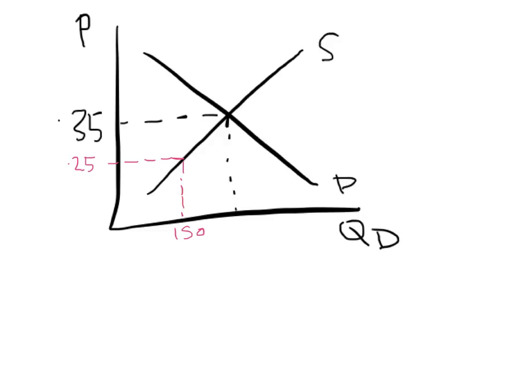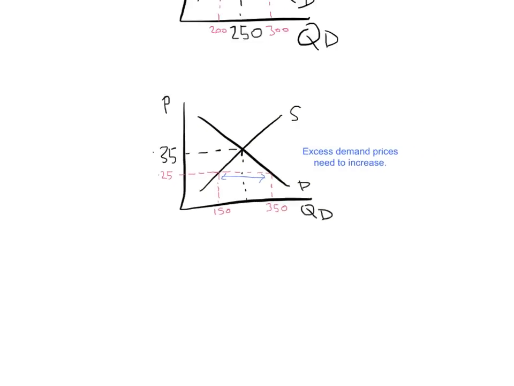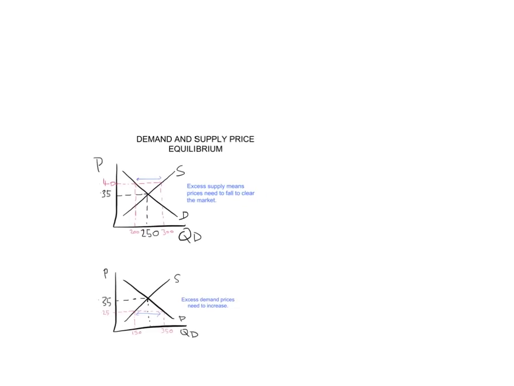At 25p, I can only produce 150. I can't cover my costs if I produce any more. But you can see at 25p, demand is much stronger. And we can really relate to this because we are consumers. The cheaper something is, the more we want of it. And at 25p, the consumer demands 350 Mars bars. There is excess demand in the market, and with excess demand, prices need to increase. Let's have a look at this.